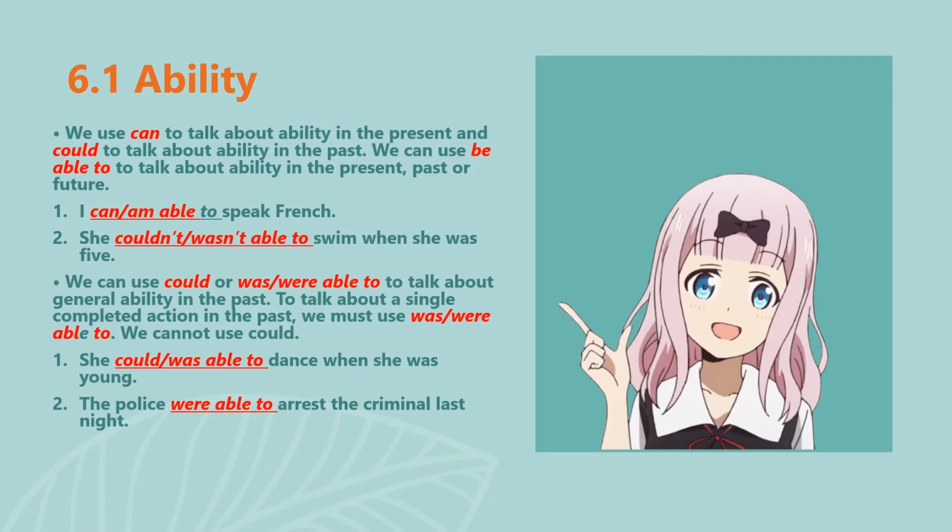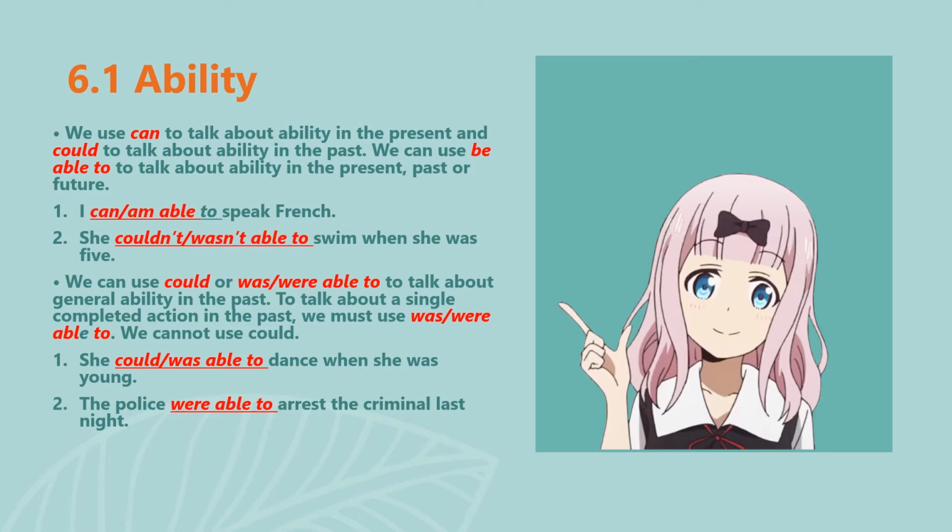Another time we can use ability, or when do we use ability? Meaning the words can and could. We can use could or was or were, if plural, able to talk about general ability in the past. Okay, sesuatu kebolehan kita pada masa dulu. To talk about a single completed action in the past, sesuatu perbuatan yang dah disiapkan in the past, we must use was or were able to. We cannot use could. Yang ni tak boleh pakai could kalau benda tu dah siap.